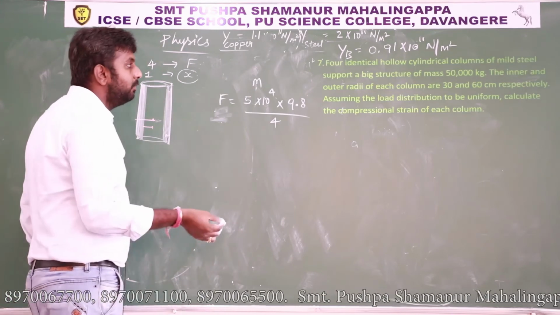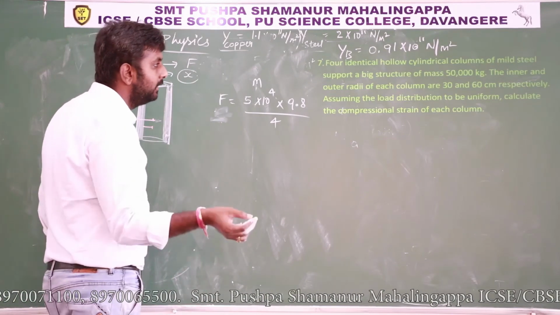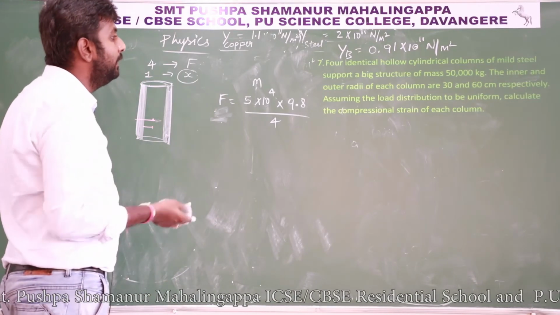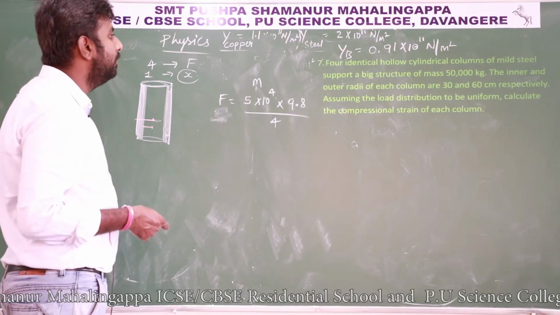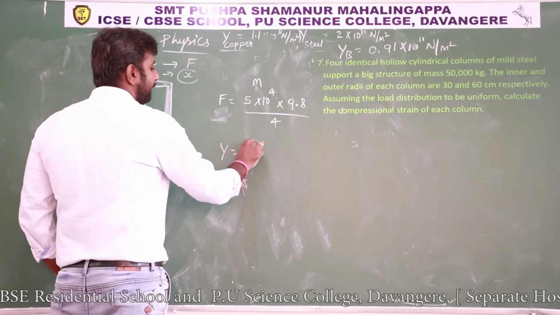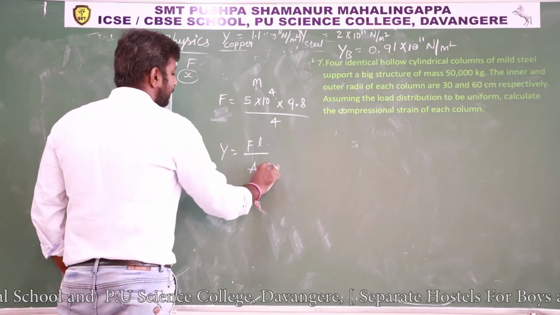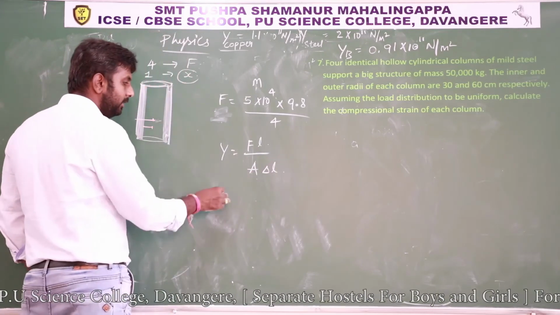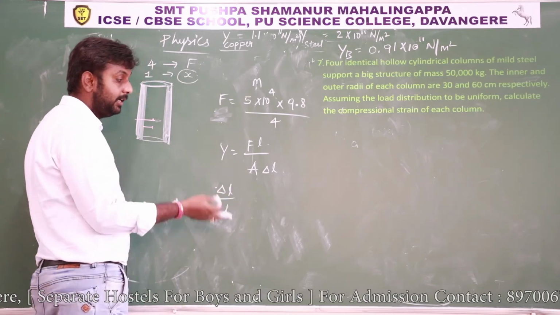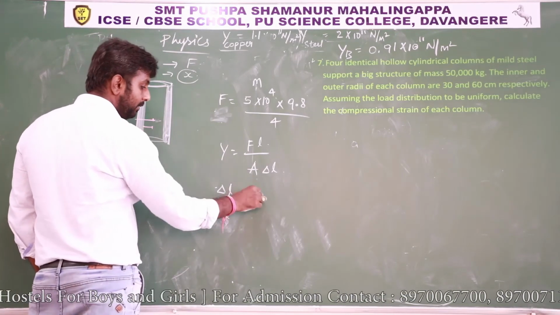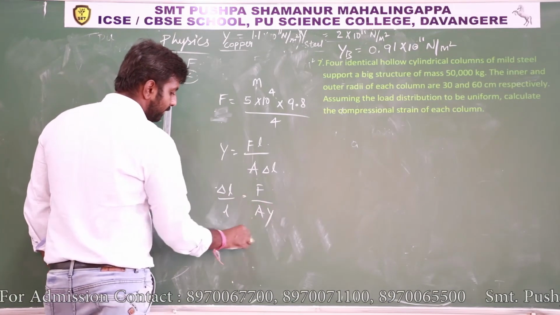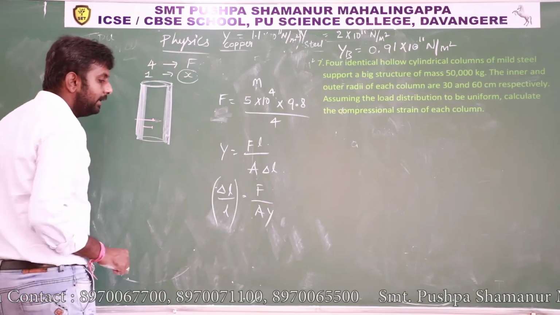And which formula we have to apply here? That is Young's modulus of steel. We know the Young's modulus, Y equals FL divided by A into delta L, isn't it? We have to find the value of delta L by L. Delta L by L is strain. Delta L by L becomes F divided by A into Y. So this total value we have to calculate.